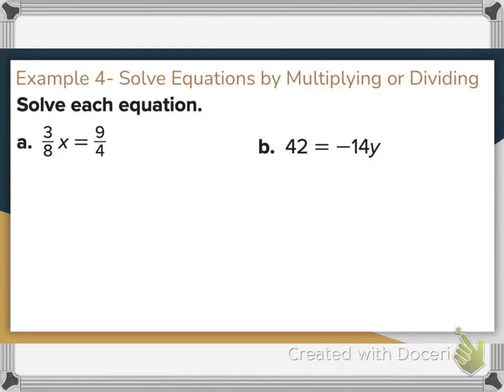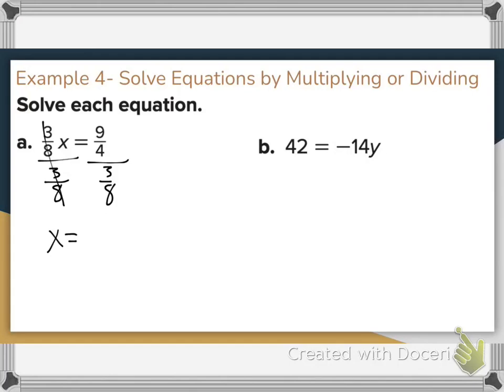Okay. Another way you can approach this: 3 over 8 is being multiplied by x, correct? What's the inverse of multiplication? Division. So I could divide by 3 over 8 to cancel it. Whatever I do to one side, I've got to do to the other.